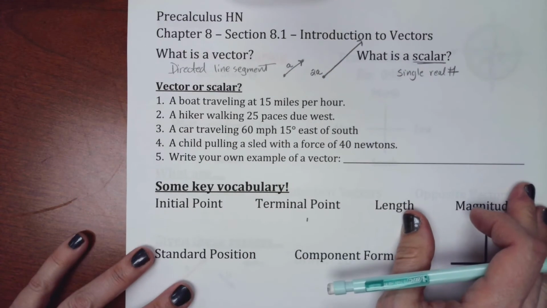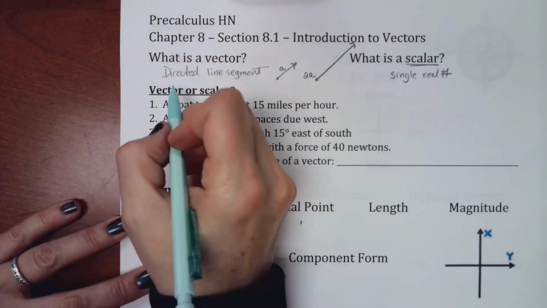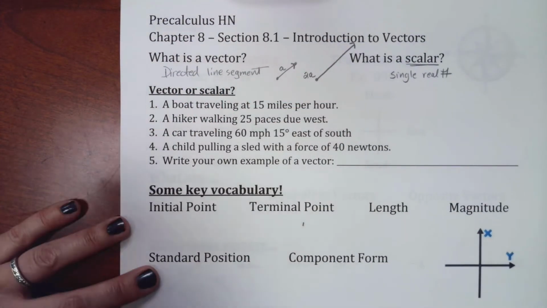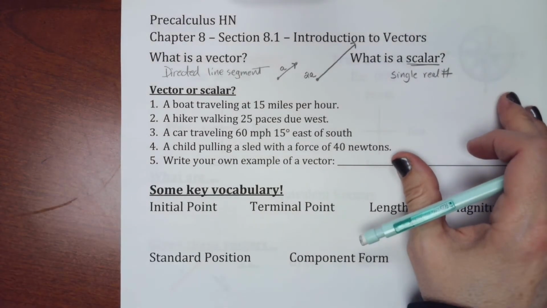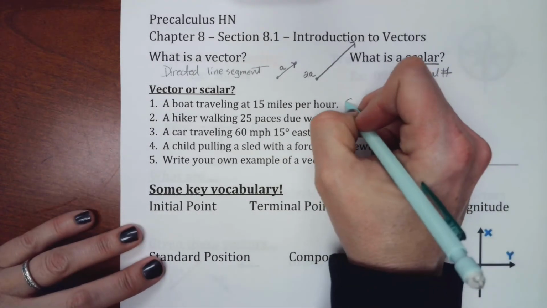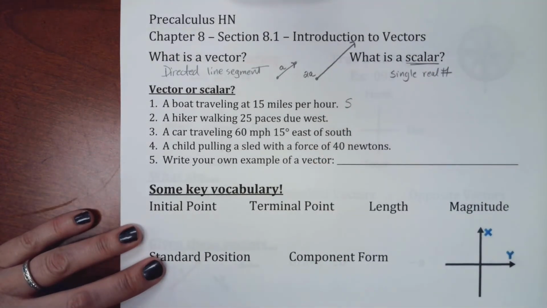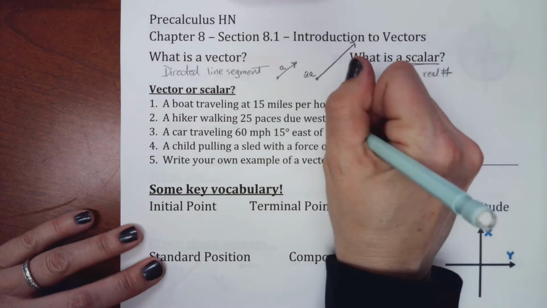All right, so let's decide which one of these is a vector, which one's a scalar. Remember, we have to have direction and length to our piece. So when somebody says you have a boat traveling at 15 miles per hour, well, great, they told you the speed, so they kind of told you the magnitude in a way. They told you a number, but they didn't tell you what direction. So this is just a scalar value. All right, a hiker walking 25 paces due west. Not only did they tell you a length, they told you a direction. This would be a vector.